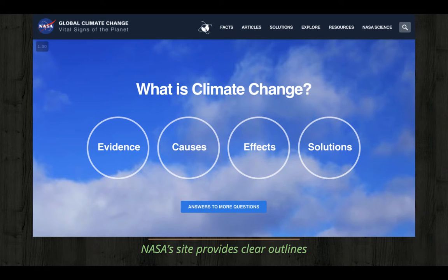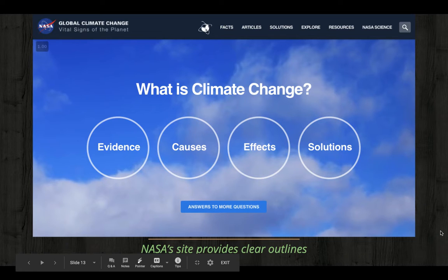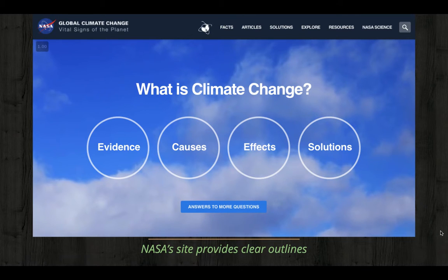So NASA also has a good site about this. We're kind of walking through evidence, causes, effects, solutions. If you want, this image is actually linked to their site. It's clickable on the slides if you want to go take a look at their evidence.